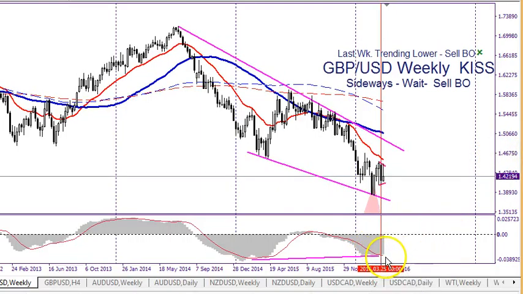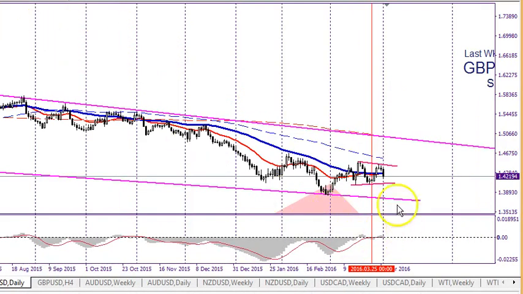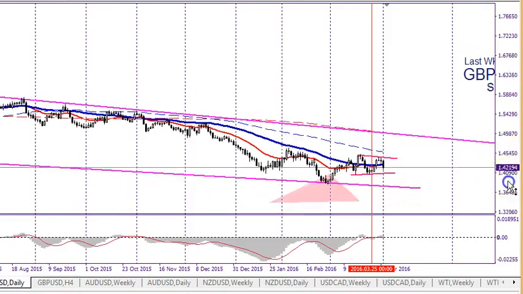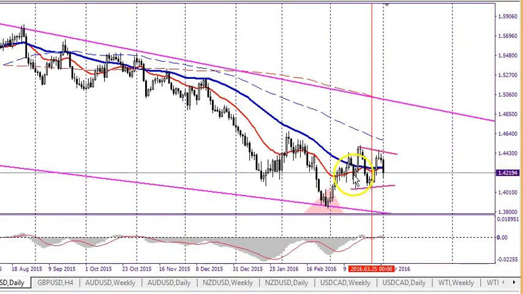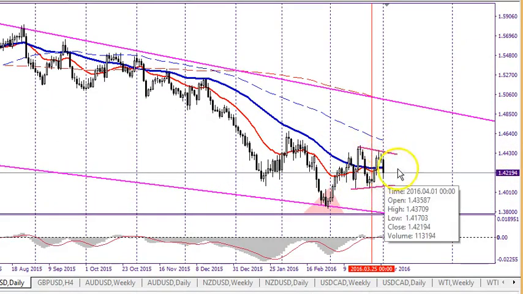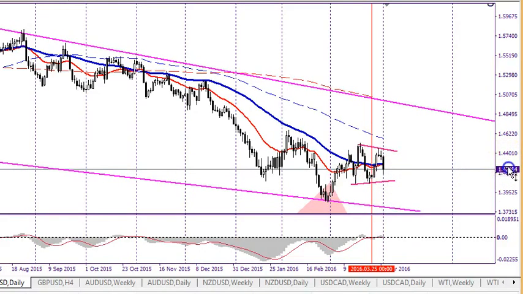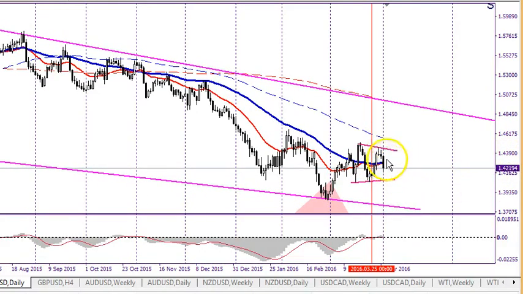See, the histo bars are also below zero. However, we're caught in kind of a sideways pennant. You can see that right here. Okay, you can see price has gone up, down, up, down. This is the daily chart, everyone. Okay, and you can see the last candle in the close on Friday. We had a huge down day, so you kind of have to just watch, wait, and see.